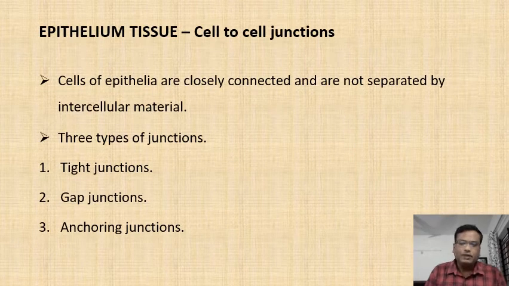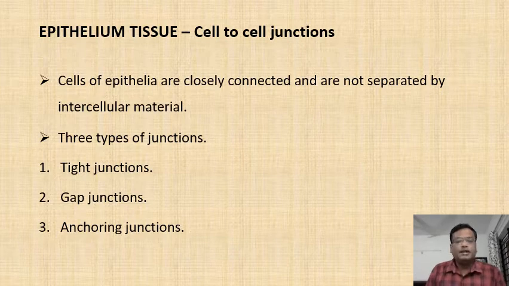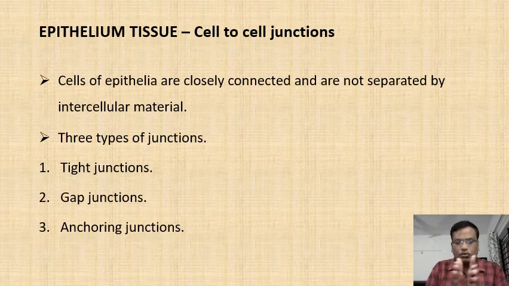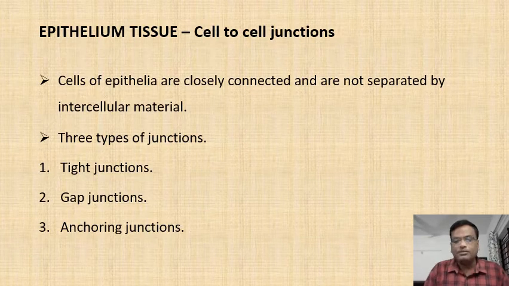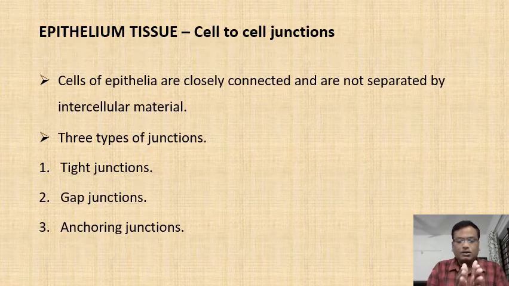So, regarding cell-to-cell junctions, before we study them, one point we have to remember, that is, in epithelial tissue, the cells are closely arranged. So there is no substance in between the cells. That means no intercellular material to separate the cells of the epithelial tissues. That means one cell of the epithelial tissue is literally in physical contact with the neighboring cell.